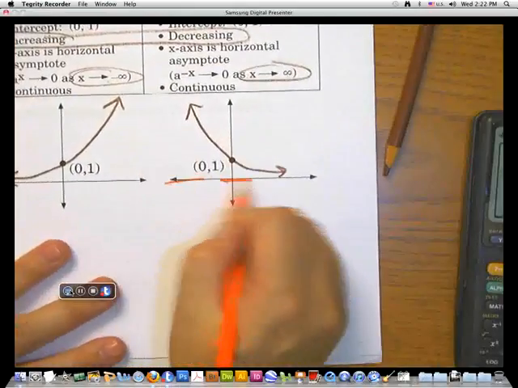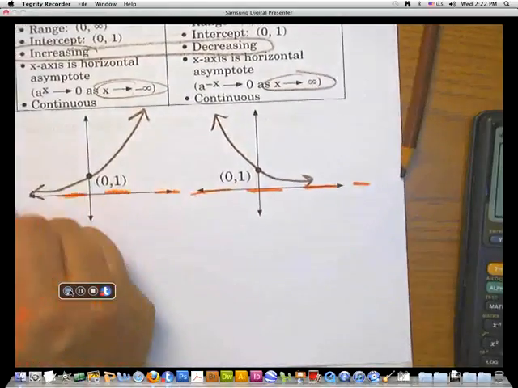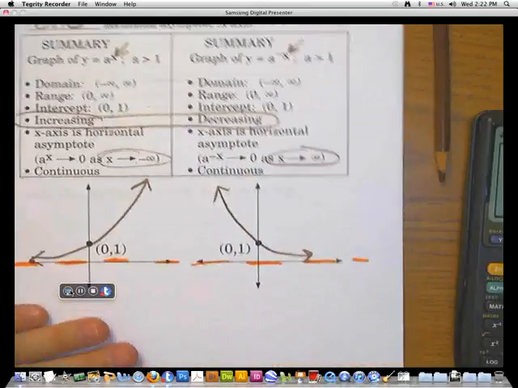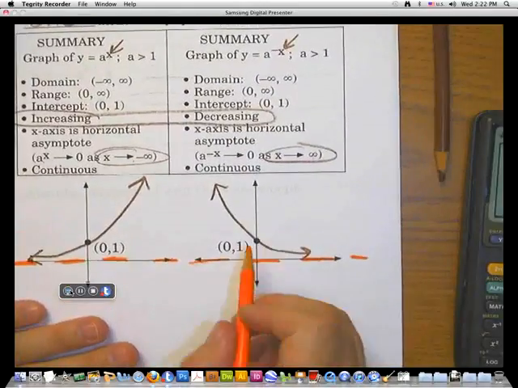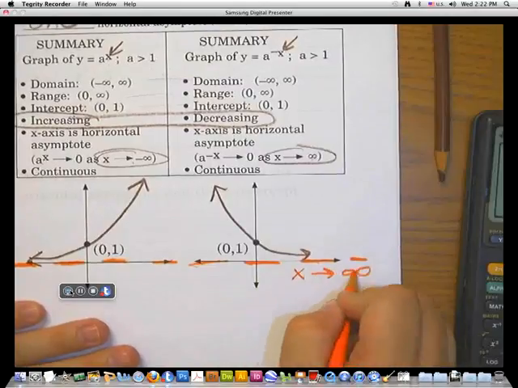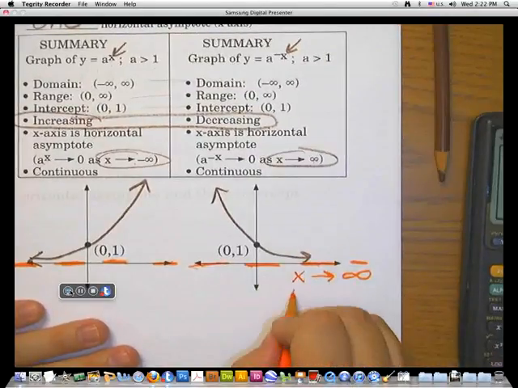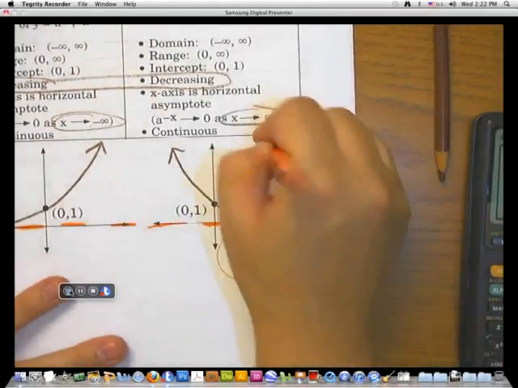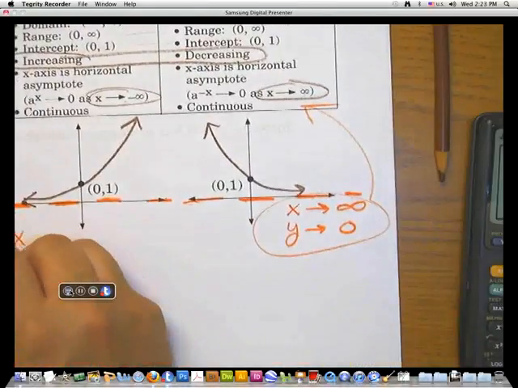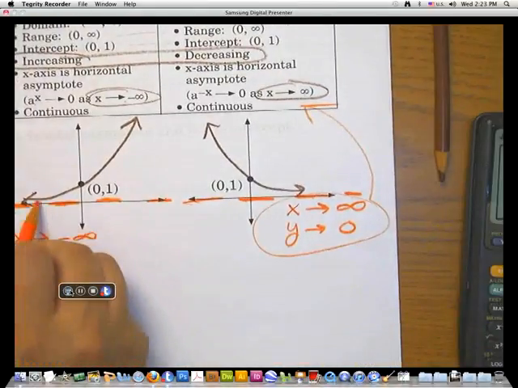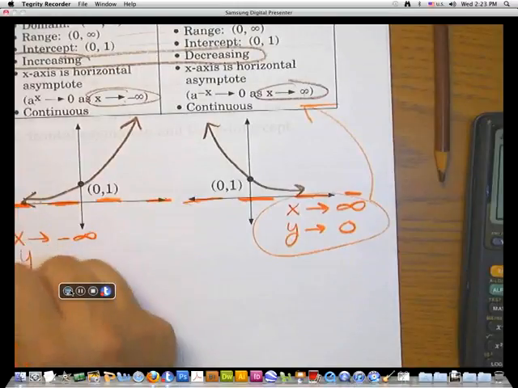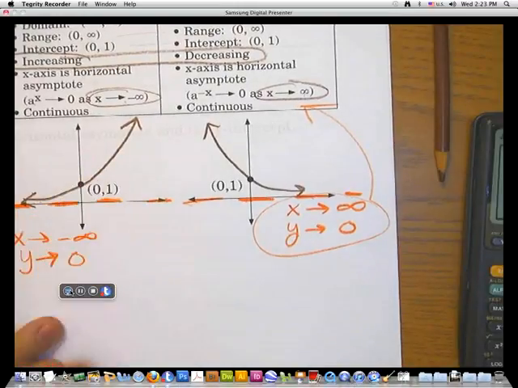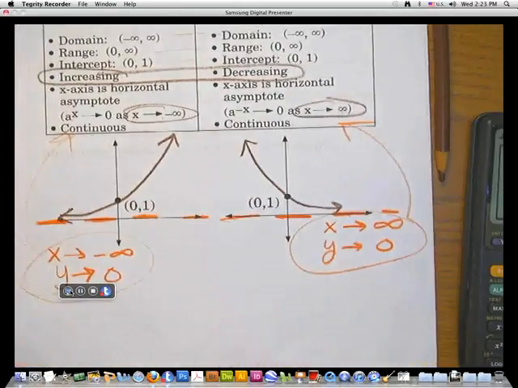Keeping in mind that the x-axis is the horizontal asymptote in both situations. And as x approaches infinity, the y values approach 0. And that's what that says. As x approaches negative infinity, see how we're getting closer out here to negative infinity? The y values approach 0. And again, that's just what that says. And it is continuous, it doesn't stop, it doesn't end. It keeps going on forever.